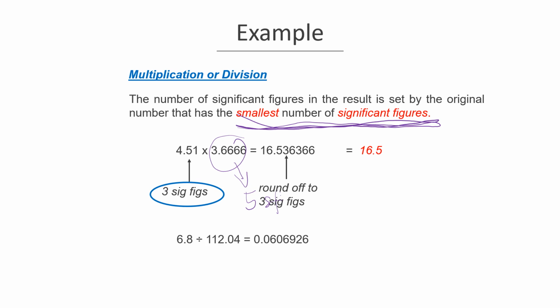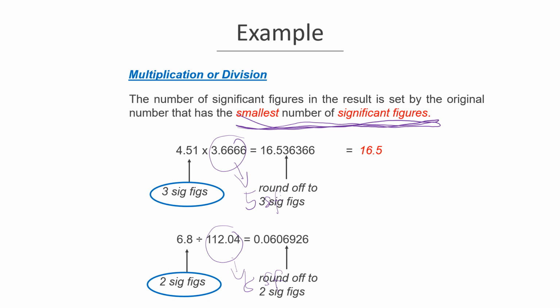How about division? Here we have 6.8 divided by 112.04 equal to 0.0606926. So here we have 2 significant figures, and here we have 5 significant figures. So we have to take the smallest number of significant figures and round off to 2 significant figures and get the answer as 0.061.